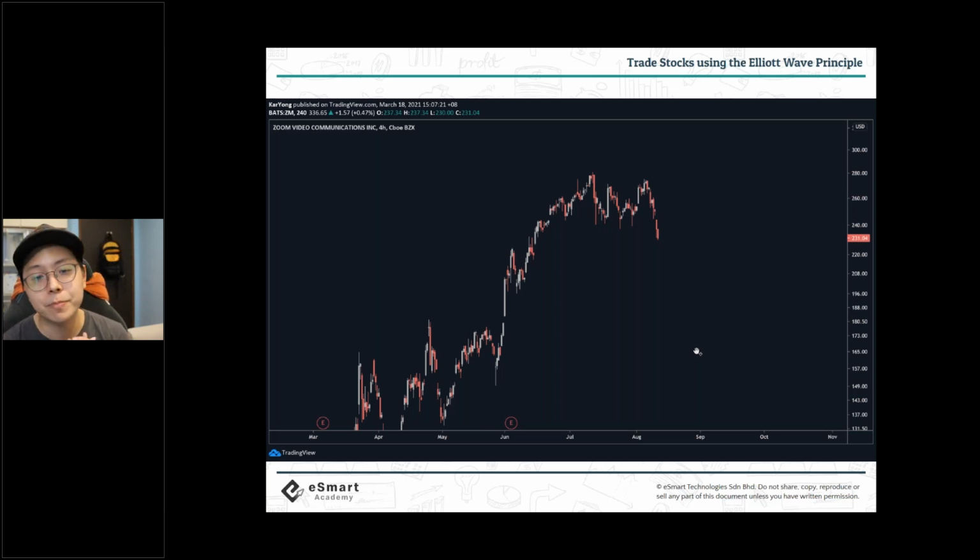So this is actually Zoom. I think all of you would be familiar with this company. First off, you need to determine your direction, right? On this chart here, can you see this is a very clear impulse? Let me change the color.